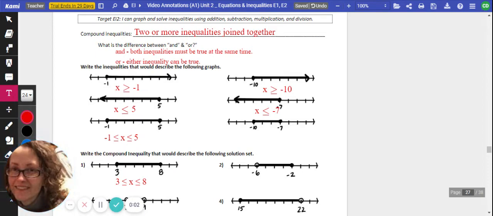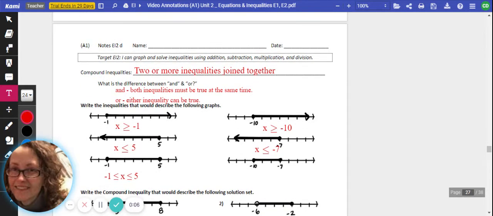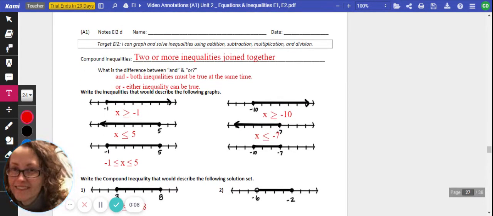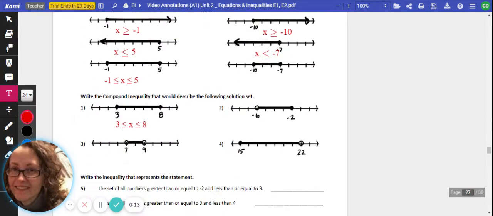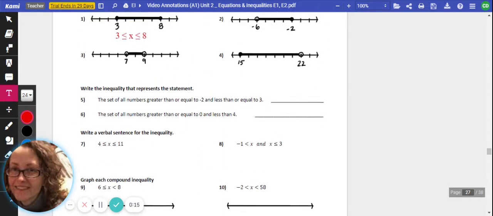Hello class. Today we're going to be looking at compound inequalities, and we're going to be looking at the notes EI2D, page 27.